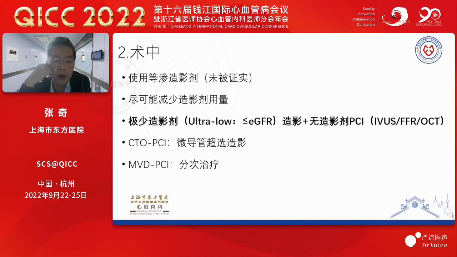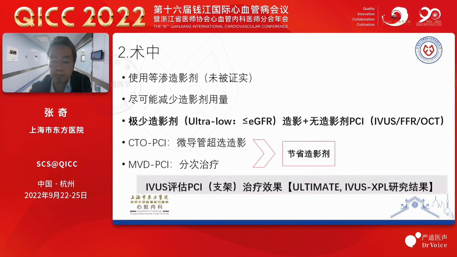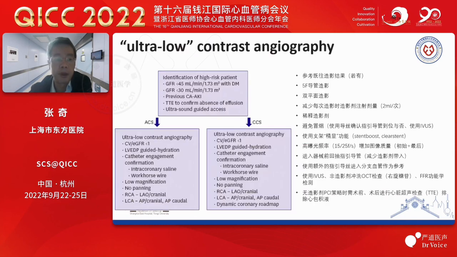So in terms of the techniques, we can do the super selective angiogram, and then we can evaluate the vessels. And also we can stage the treatment instead of doing everything in one stage. So these are the actions to reduce the dosage of contrast media. Try to save the contrast media. IVUS is a very good evaluation modality because it's contrast media free, so that we can achieve the ultra low contrast angiography.